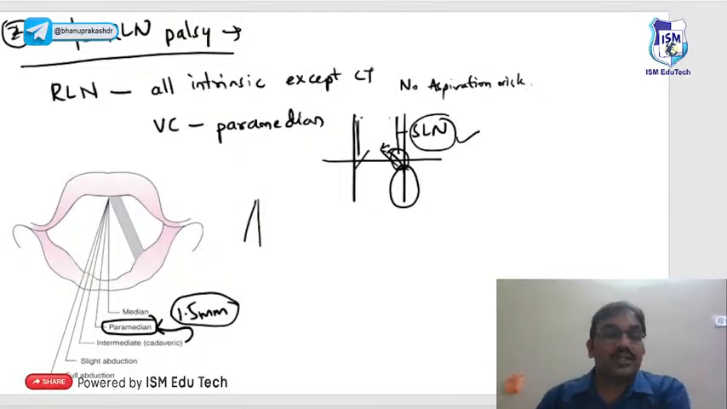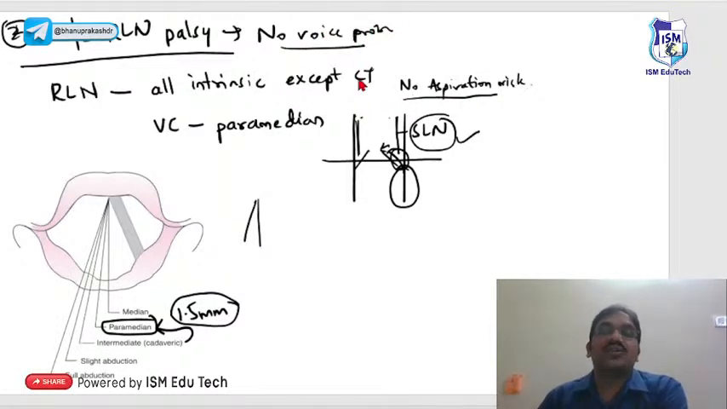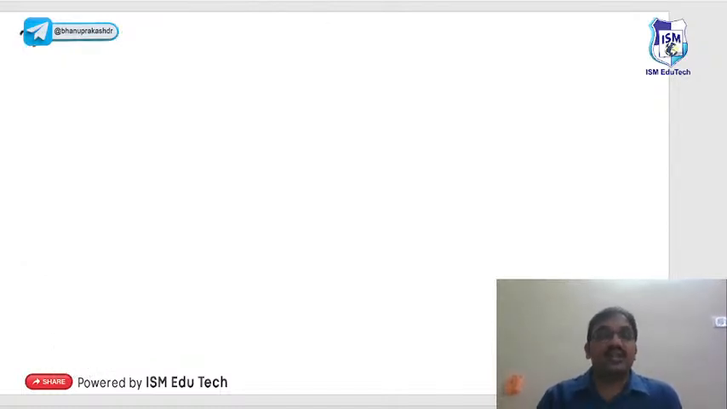So in unilateral RLN palsy only, there is no voice problem and no aspiration risk. An MCQ can be: no voice problem and no aspiration risk can be seen in which condition? That is unilateral RLN palsy. So now we will come to the next condition. Hope you are all able to follow. Unilateral SLN palsy.